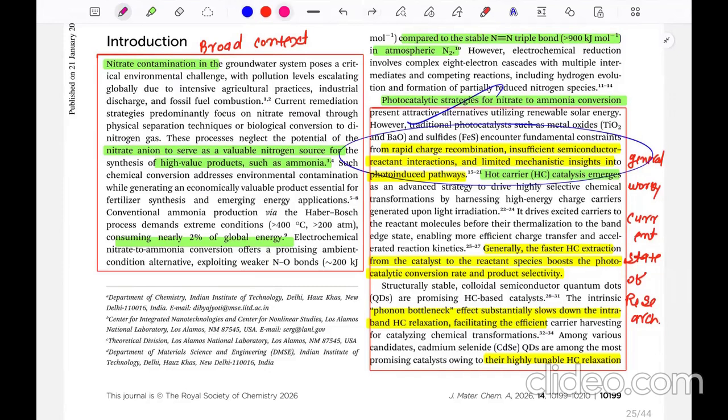One more technique you can say is that hot carrier catalysis has emerged as an advanced strategy. These are some benefits of the hot carrier. Generally, faster hot carrier extraction from the catalyst to the reactant species boosts the photocatalytic conversion rate and product selectivity. Now, the problem with hot carrier relaxation is the phonon bottleneck. For that, cadmium selenide quantum dots are among the most promising catalysts, and the reason behind that is they have tunable hot carrier relaxation. So we can understand this as a broad context, and this is the general work or current state of research going on in the research community.